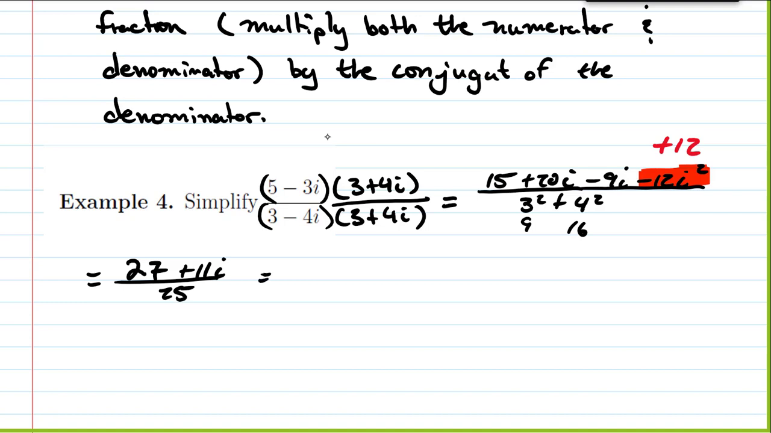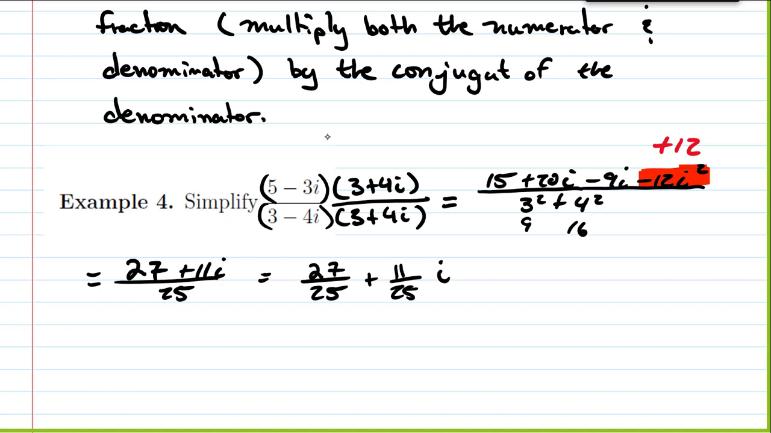So then, to get it in the form a plus bi, we do termwise division, so we get 27 over 25 plus 11 over 25i. So our real part is 27 over 25, and our imaginary part is 11 over 25.